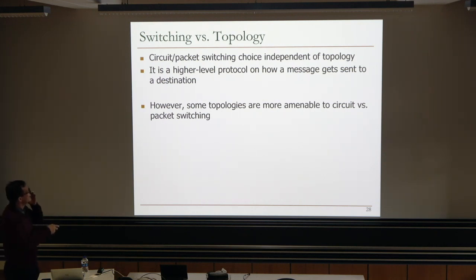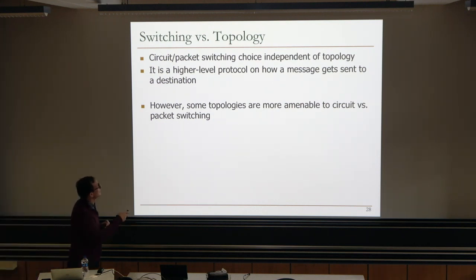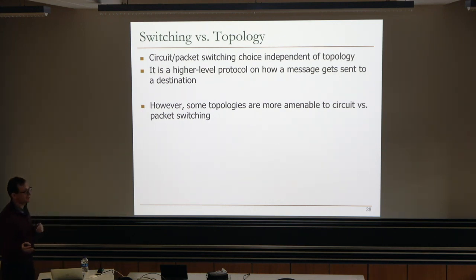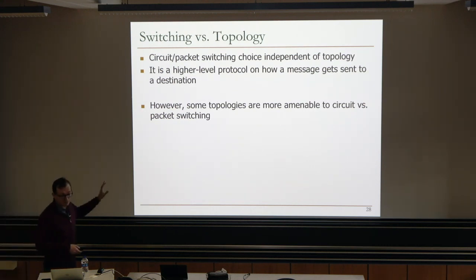But basically, switching versus topology are different choices, clearly, right? Circuit and packet switching, these are methods for flow control, I will say. The choice is really independent of the topology. Any topology can be circuit switched or packet switched in the end. So it's a higher level protocol on how a message gets sent to a destination, but some topologies may be more amenable to circuit versus packet switching. For example, in the previous topology that I showed you, the butterfly network, circuit switching is good, but it will underutilize your links significantly. If you have a mesh, for example, you have a lot more freedom potentially in terms of how you set up the circuits.